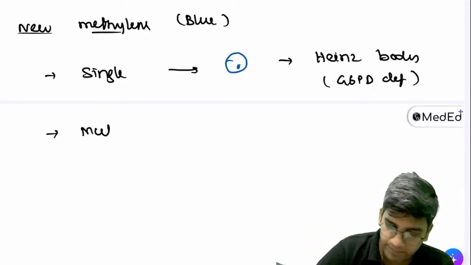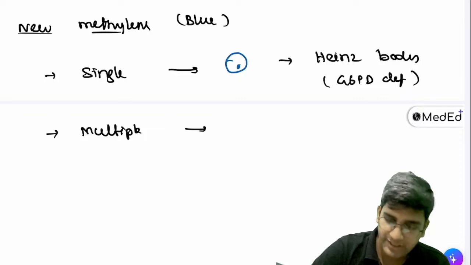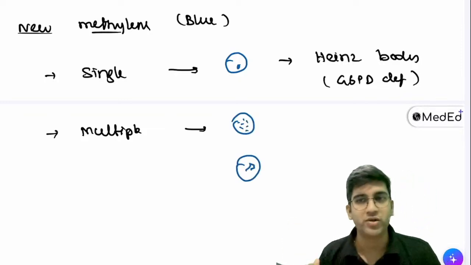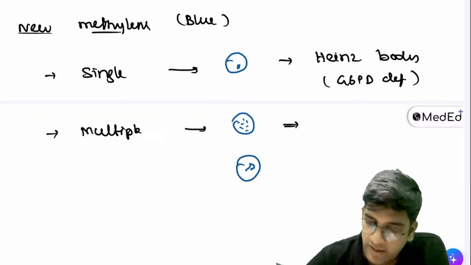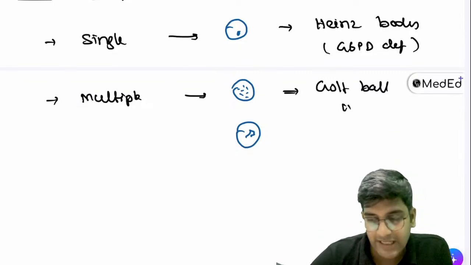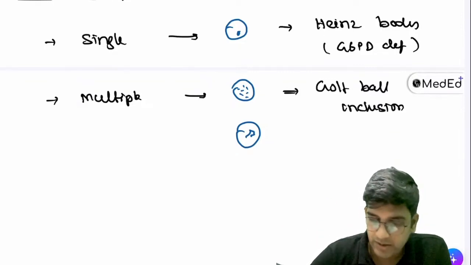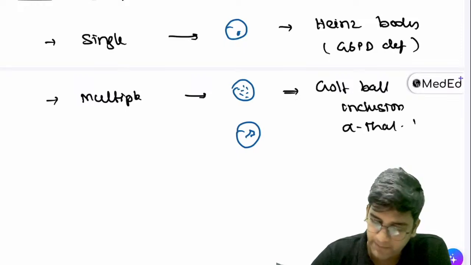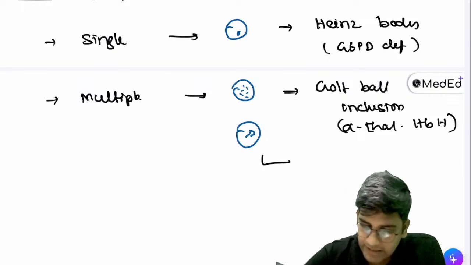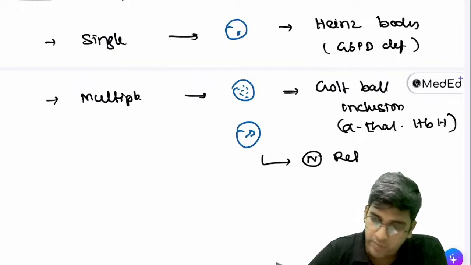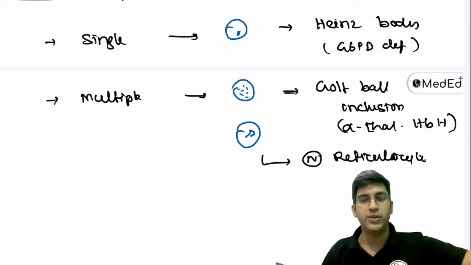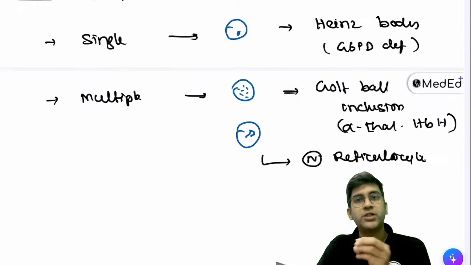Same, if it's multiple inclusions, again I go with the same concept. Is it multiple and uniform, or multiple and irregular, not uniform? If it's multiple and uniform, I call this a golf ball inclusion. Golf ball inclusions are seen in alpha thalassemia, in a condition called HbH disease. This is a normal reticulocyte. A normal reticulocyte also will have bluish inclusions in new methylene blue, but they are irregular, not uniform. Fine. These are the 6 inclusions which can come in an exam.